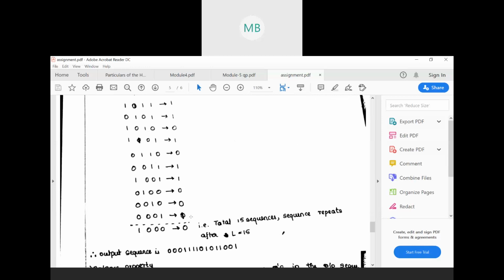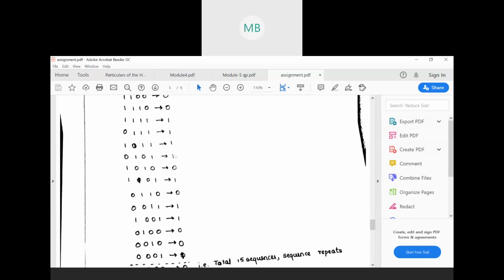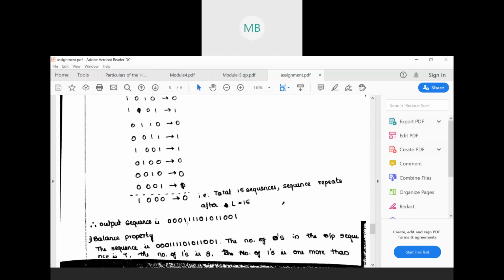You stop there. So you write these values 000 from top to bottom. So the sequence is 0001111 0101 1001. So this is the required sequence.